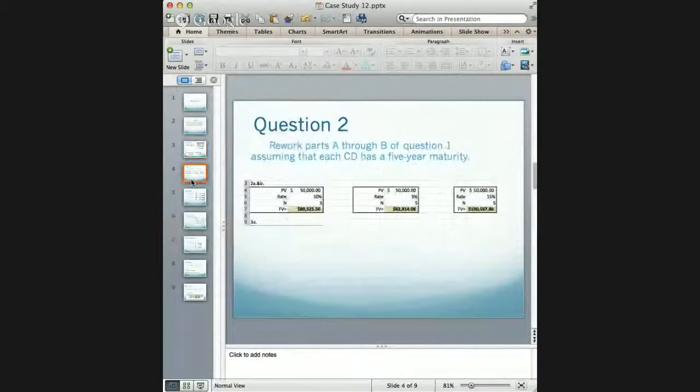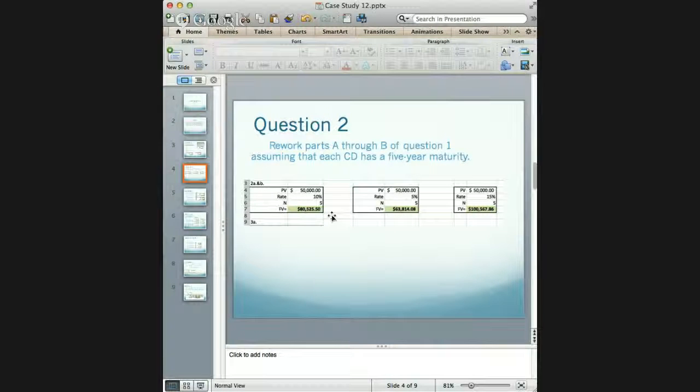Okay, so for question number 2, we're going to rework those same problems, but assuming that it has a 5-year maturity instead of just 1 year. Here you can see how I worked this out on Excel, and it was the same exact way. I was able to copy and paste my previous functions and then change my end value. This is a really useful tool for any of us that are going to be making financial decisions and want to see if we're getting the best bang for our buck. And so this is an interesting way to see how those interest rates mature for a longer time period.